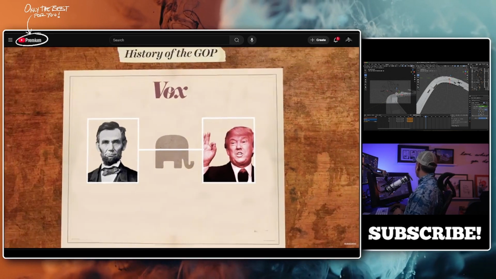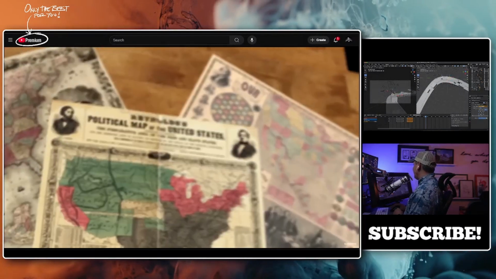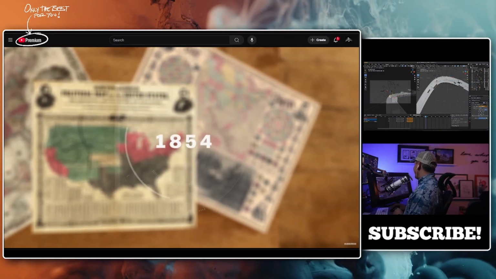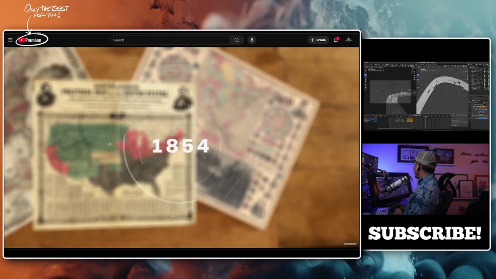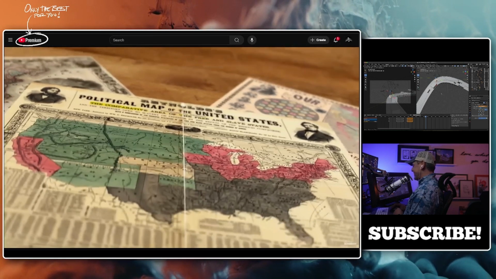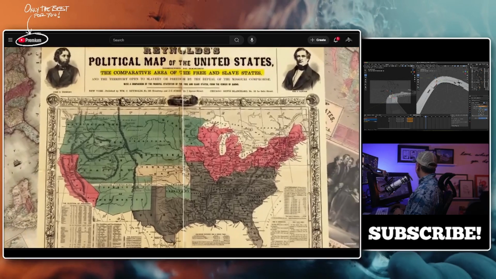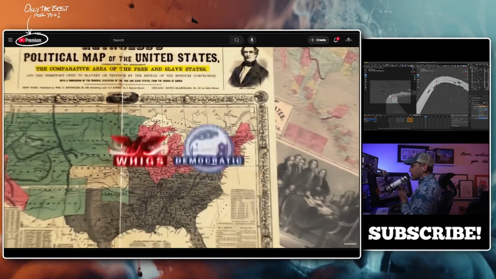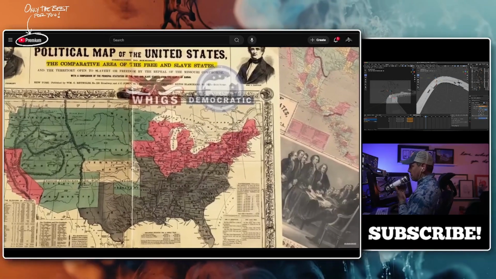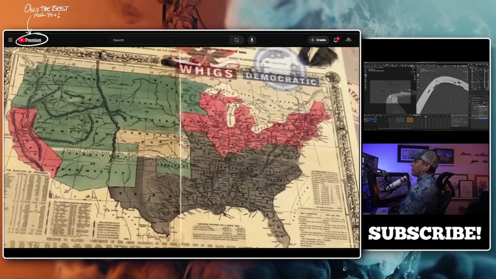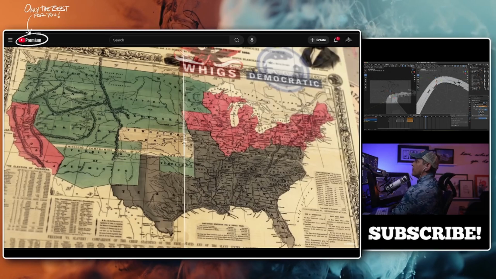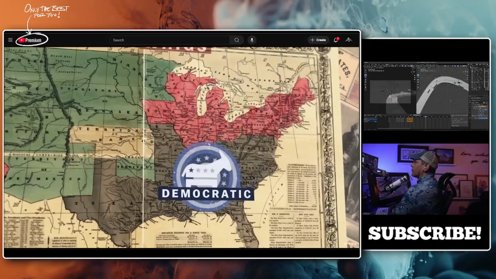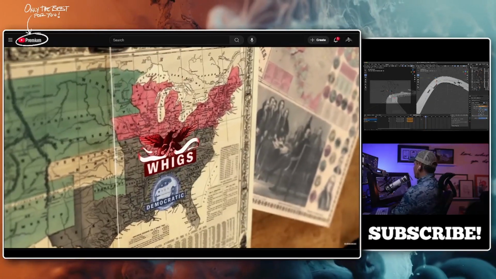To understand how the GOP got this way, you have to go back to when it first came into existence in 1854, just 7 years before the Civil War. There are two parties at this point, the Whigs and the Democrats. America is quickly expanding westward, and there's an intense debate over whether or not new states should permit slavery. The Democratic Party, with strong support in the South, has become increasingly pro-slavery. But the Whigs are divided on the issue.